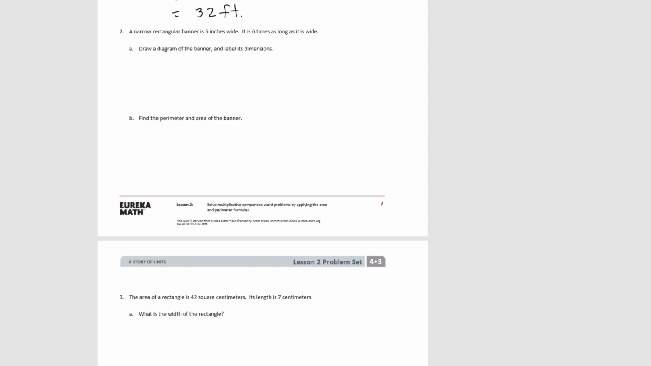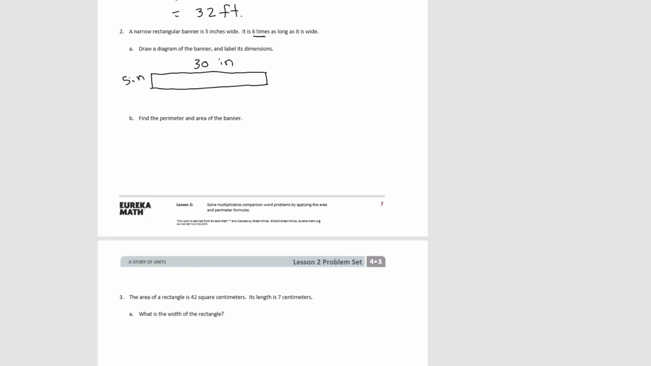Okay, for this one, it tells us to draw the diagram of the banner and label its dimensions. And the banner is a narrow rectangle. It tells us it's 5 inches wide and 6 times as long as it is wide. So 6 times 5 would be 30. So our length would have to be 30 inches.